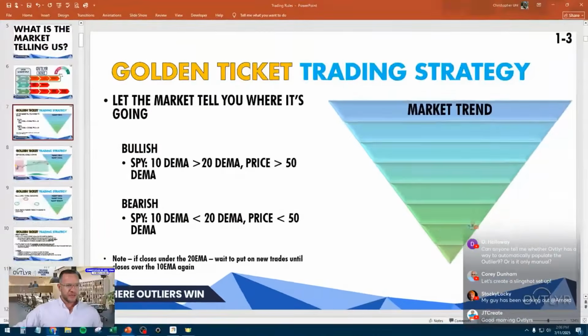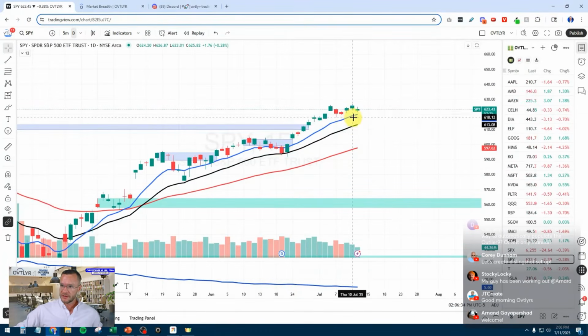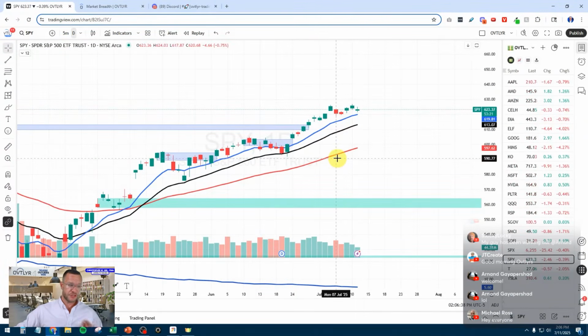Now, what we want to find is the SPY with the 10/20 price over 50 daily exponential moving averages. And when we do that, we have the 10/20 price over the 50. This is what I call the OVTLYR Trend Template. It's just 3 moving averages. That's it. 10/20 price over 50. And we can see this right now. This is a bullish trend.